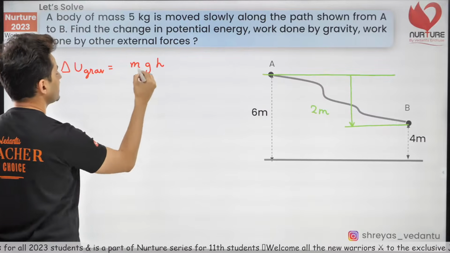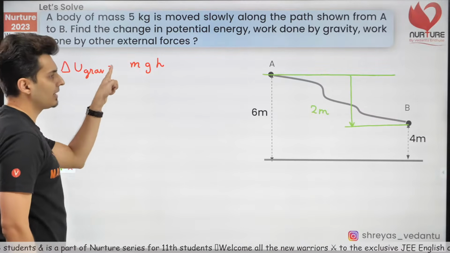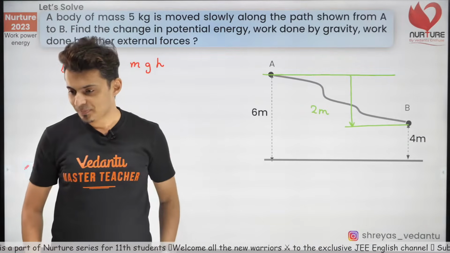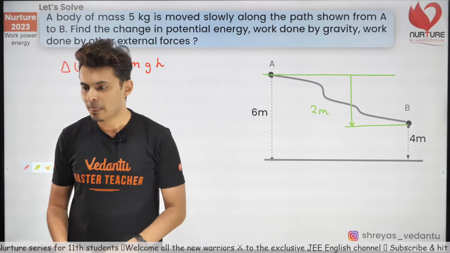Mg is G, H is H. But will this be positive or will this be negative? Quickly let me know in the chat box. Suchi Mama says it is decreasing. Okay.